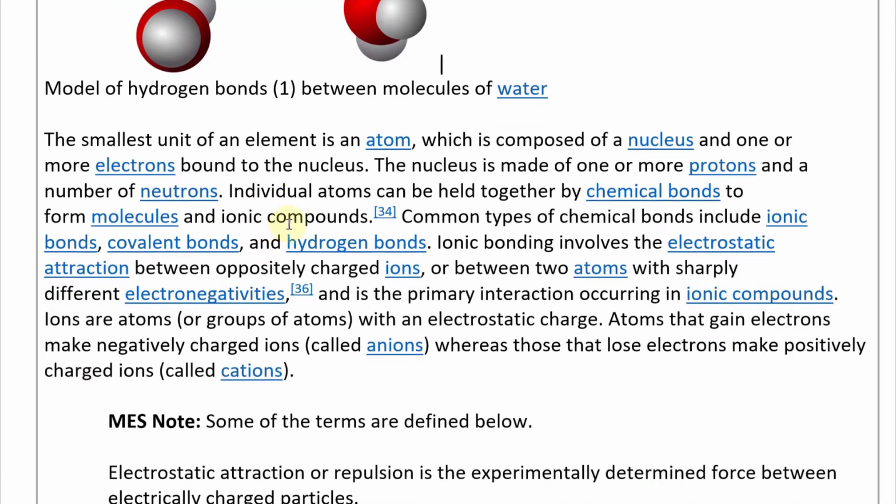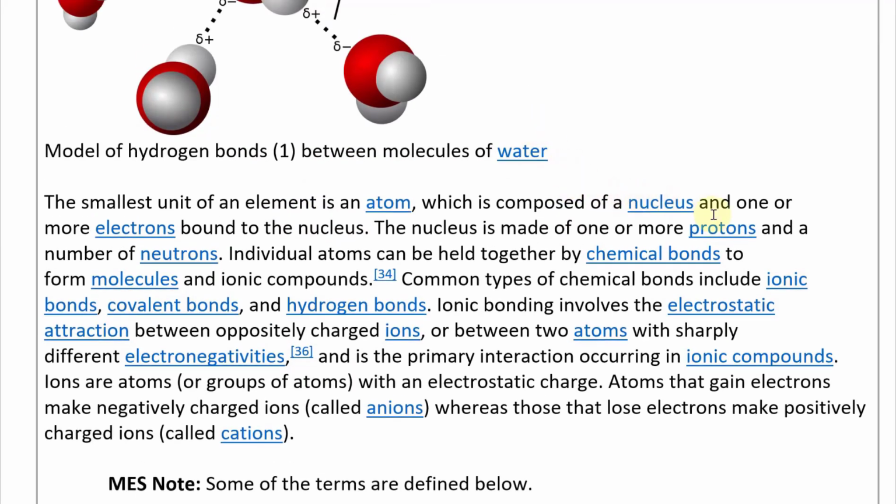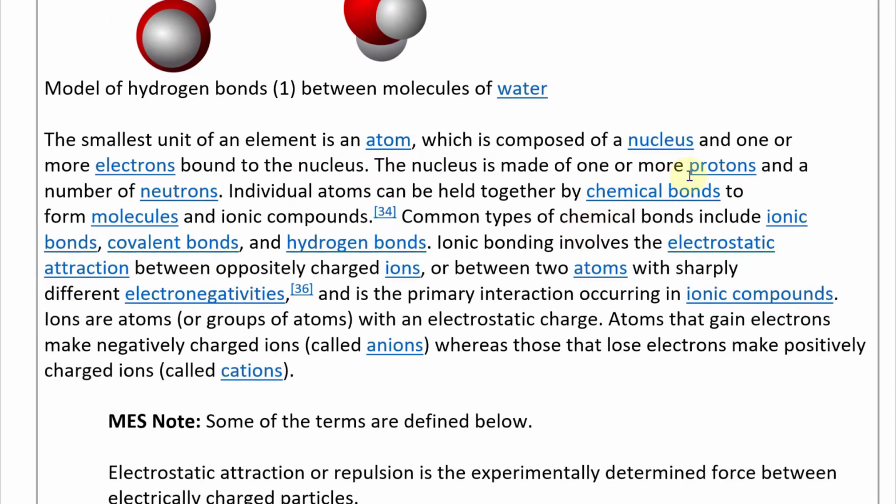So the smallest unit of an element is an atom, which is composed of a nucleus and 1 or more electrons bound to the nucleus. The nucleus is made up of 1 or more protons and a number of neutrons. Individual atoms can be held together by chemical bonds to form molecules and ionic compounds. Common types of chemical bonds include ionic bonds, covalent bonds, and hydrogen bonds.